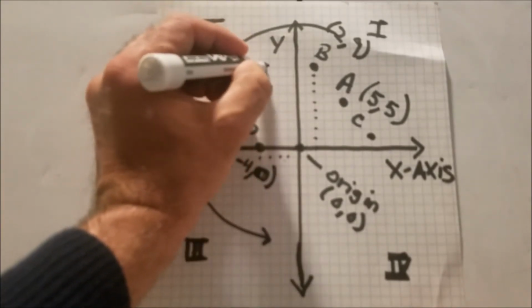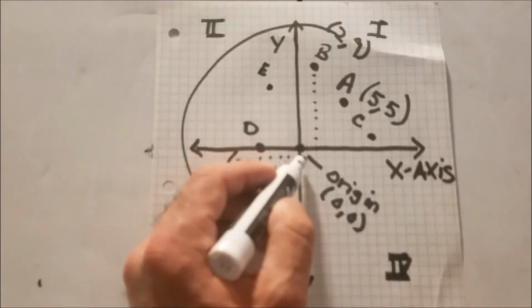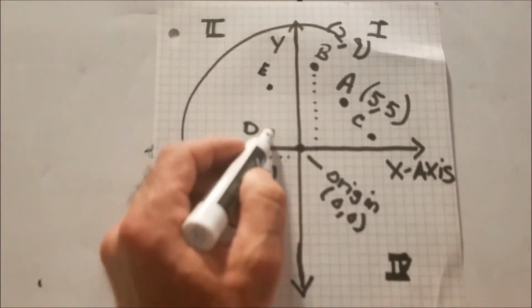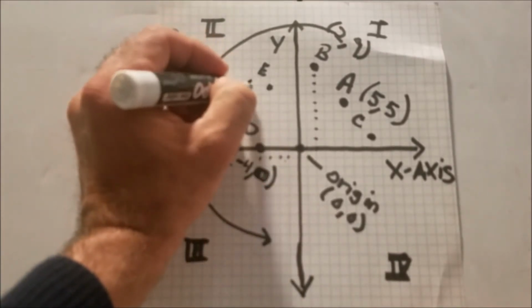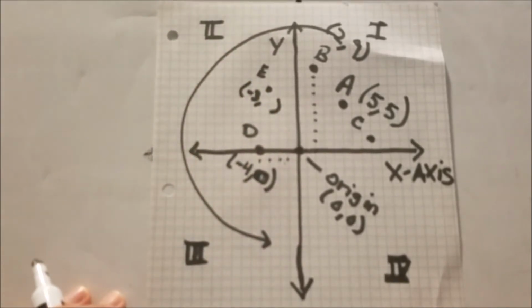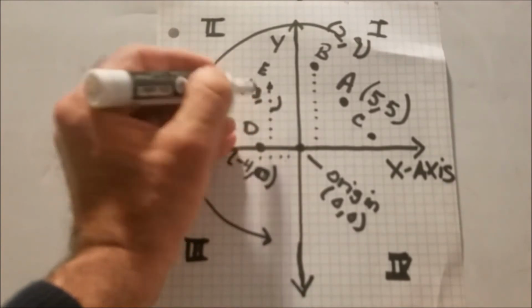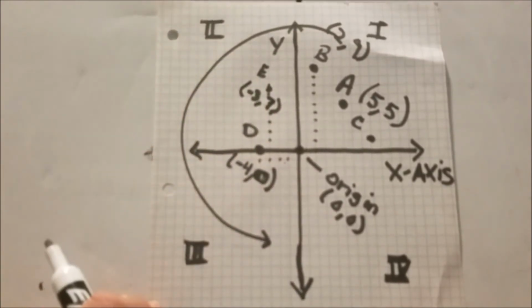Here's E. What's E? So let's do the x first. -1, -2, -3. Right on -3. So we're saying E is -3. And what about the y? Remember, x comes first. So we go up. 1, 2, 3, 4, 5, 6, 7. -3, 7.